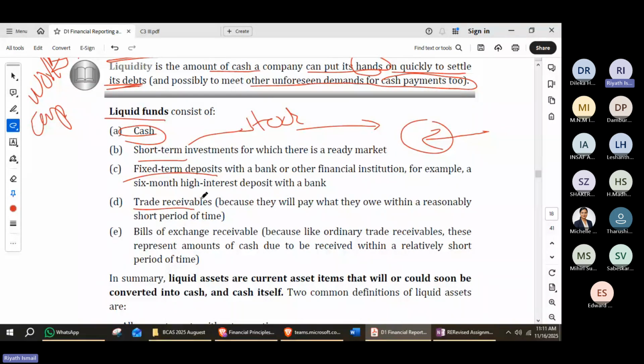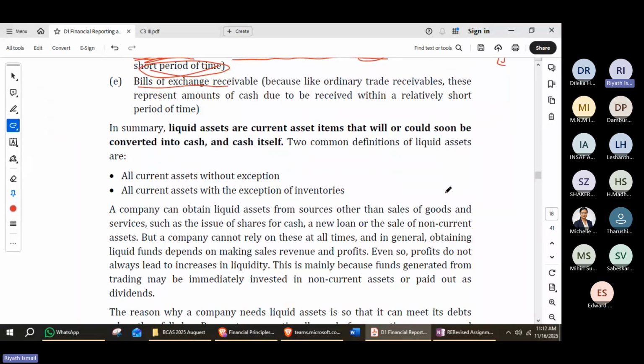Trade receivables. When you make credit sales, your customers will return that money in 30 days, 60 days, or anyhow within 1 year. So that can be considered a trade receivable, because they will pay the dues within a reasonably short period of time. Bills of exchange, like checks: customers may give you checks and other promissory notes, promising to settle the money within a very short period of time.